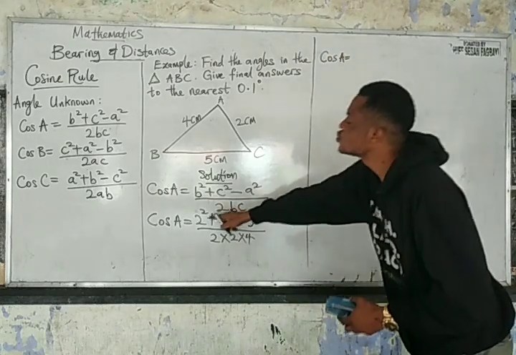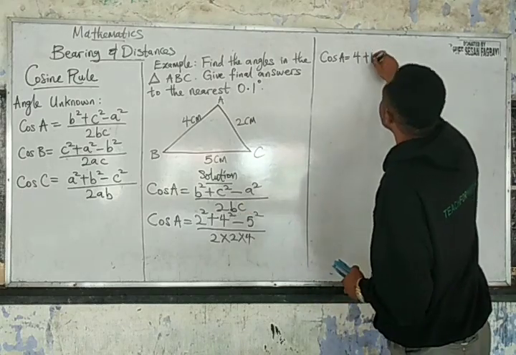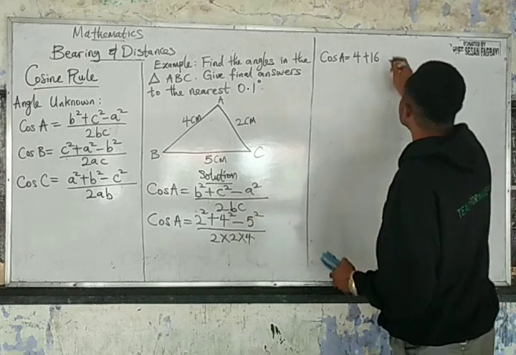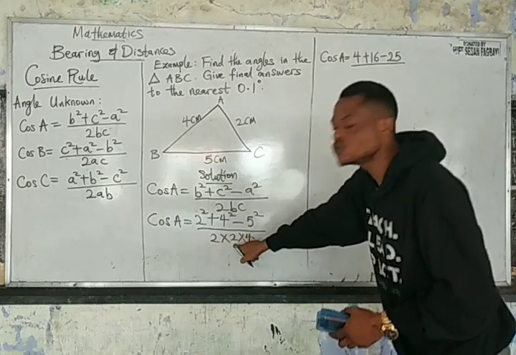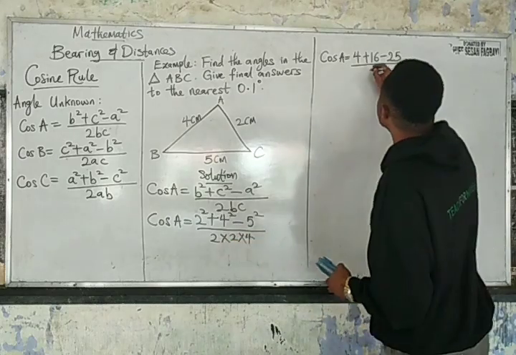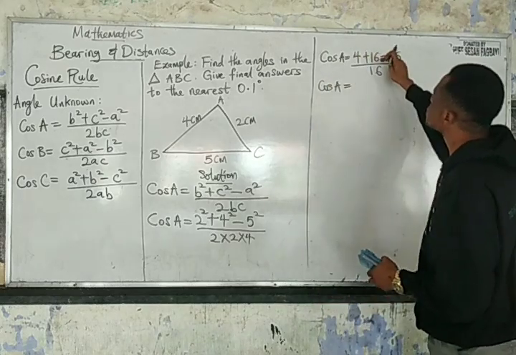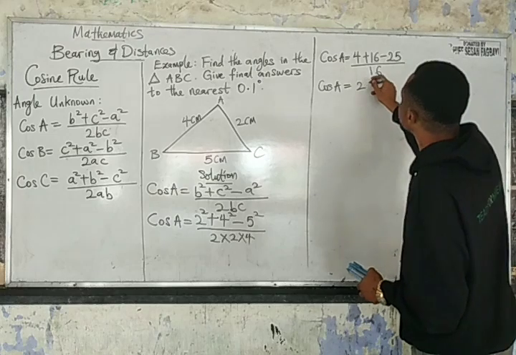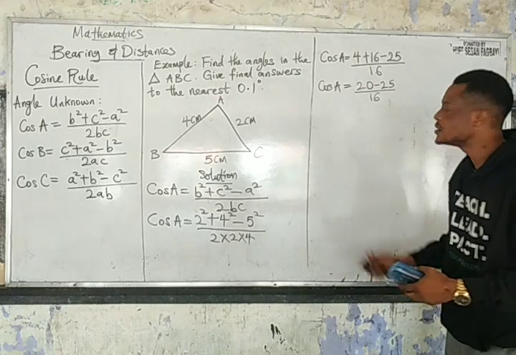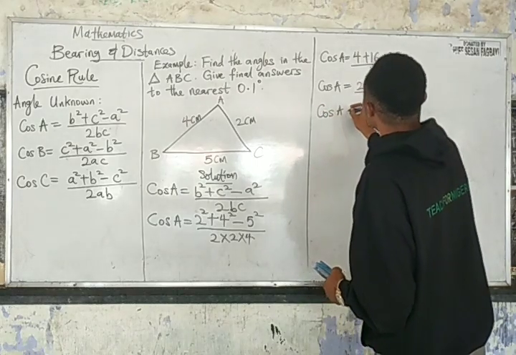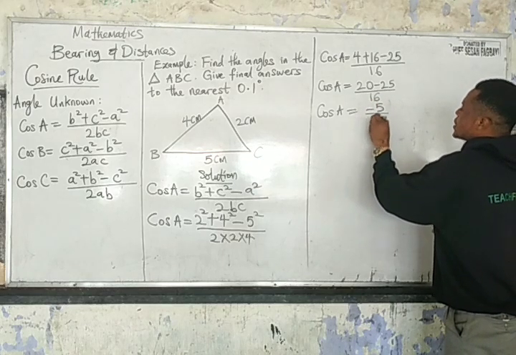So moving on from here, we have cos A to be equal to 2 raised to power 2. That will give us 4 plus 4 raised to power 2. That is going to be 16. Then minus 5 raised to power 2. It will give us 25. Everything divided by 2 times 2, 4. 4 times 4, we have 16. So cos A is going to give us 4 plus 16, we have 20 minus 25, everything all over 16. So cos A is going to give us minus 5 all over 16.